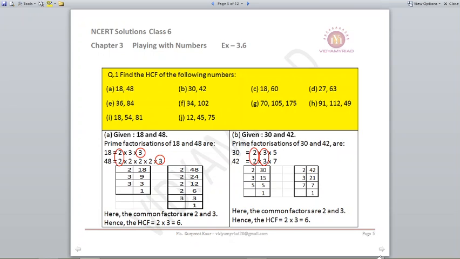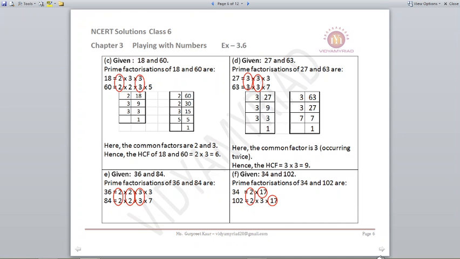Next, 30 and 42. Find out the factors. Remember, you will be using only the prime factors. If a number is an even number, you will do it by 2. Try to do it by 2. If it is not an even number, then go for further prime numbers. Now for 30, it is 2 into 3 into 5, and for 42, it is 2 into 3 into 7. In both cases, we have 2 and 3 common. So the HCF is 2 multiplied by 3, which is 6.